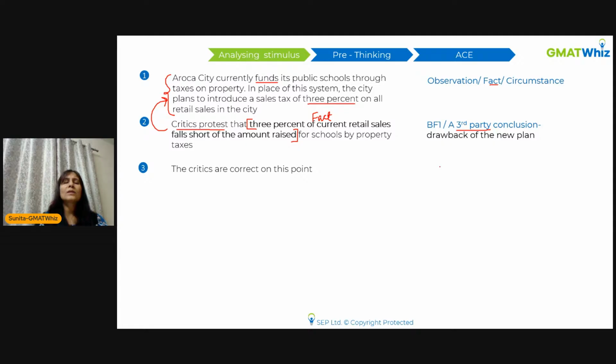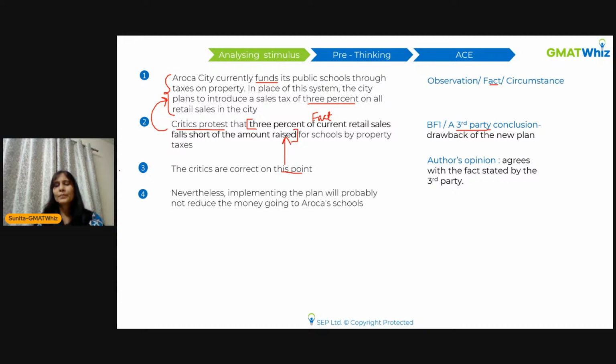Now, who is calling out the critics as correct on this point? This is clearly the author's opinion, and the author is agreeing with this point. What is this point? This point. But is the author also agreeing with the protest? Right now, we don't know. Let's read the next statement. Nevertheless, nevertheless means despite the critics being correct on this point. Despite that, implementing the plan will probably what? Is it a fact? No, this is an opinion. Whose opinion? The author's opinion. And the author is against the critics' protest, although the author concedes one particular point.